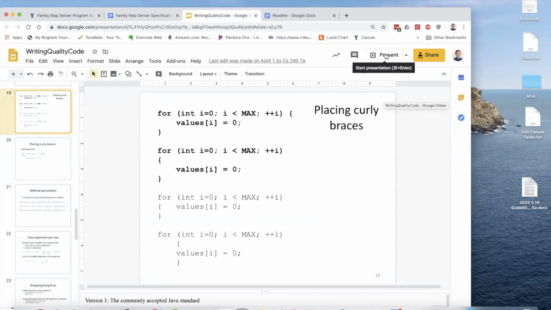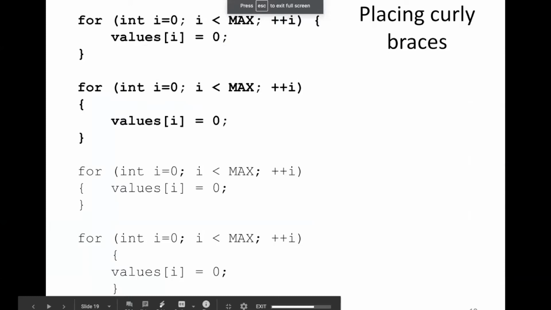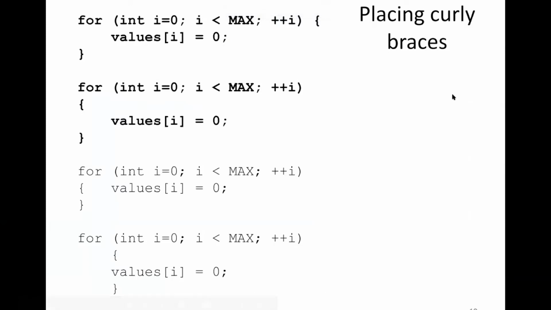Okay, so here's where we were before when we left off. We had talked about curly braces and how that sometimes elicits religious debates about where curly braces should be. And my advice to you on that is there are good standards for curly braces and probably bad ways to do curly braces, but there really are two that are heavily used and considered to be good ways to do curly braces, and it's the top two that are bold.